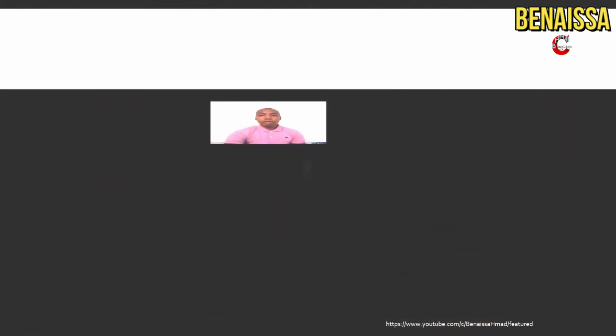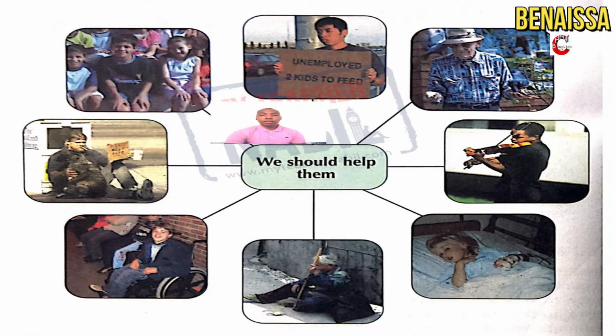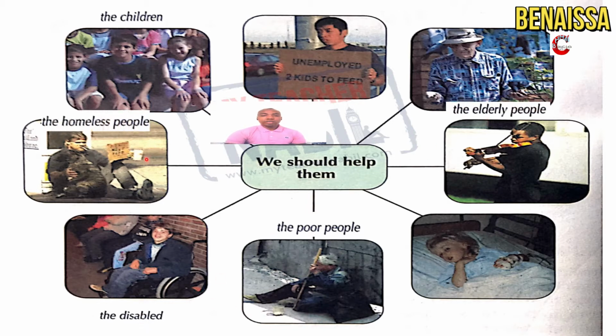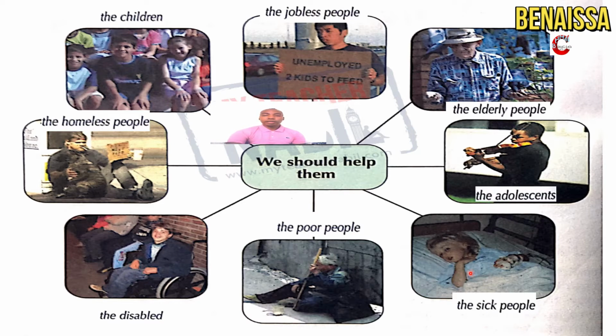Here are the answers, or here is the correction. The children, this picture is children, the poor people, the poor person, the disabled, the elderly people, the homeless people, the jobless, and the sick, then the adolescents. Okay. You can compare your answers with the answers on the screen.